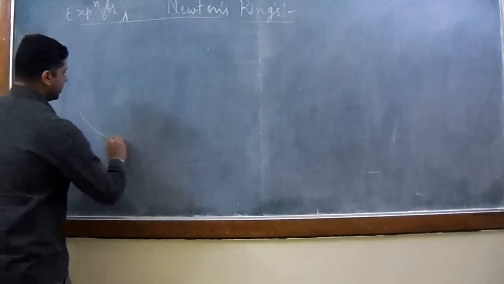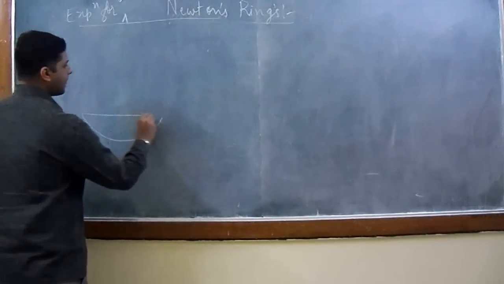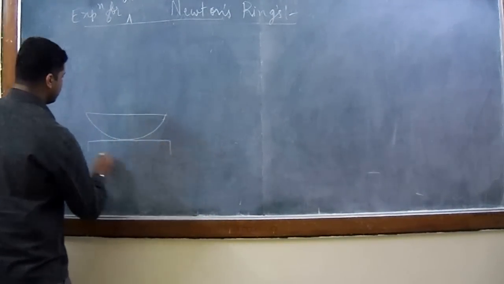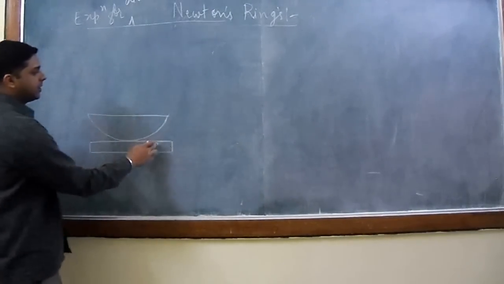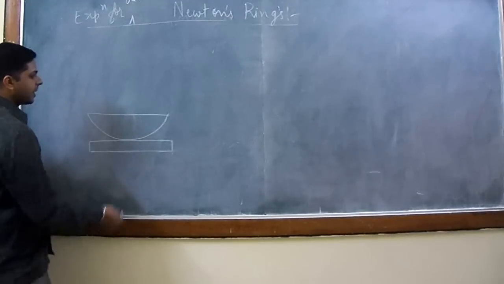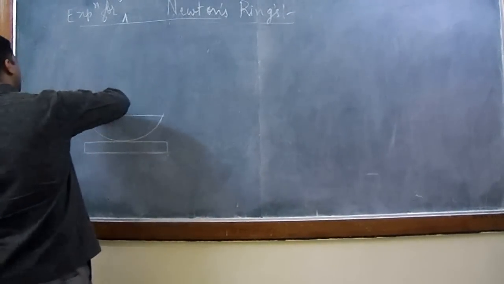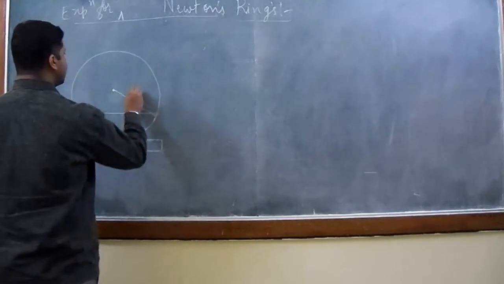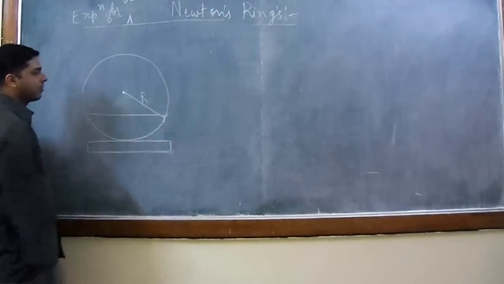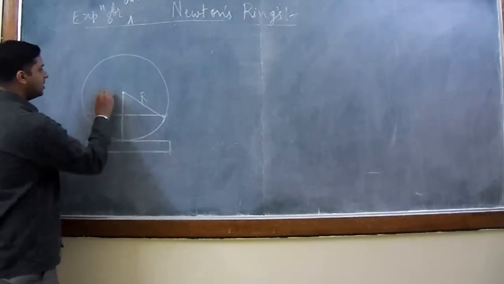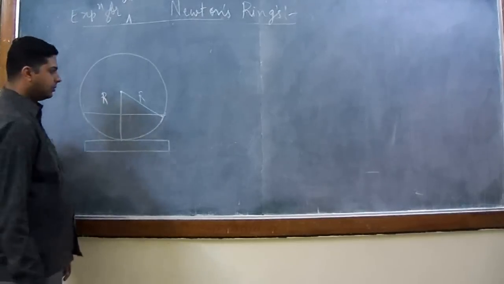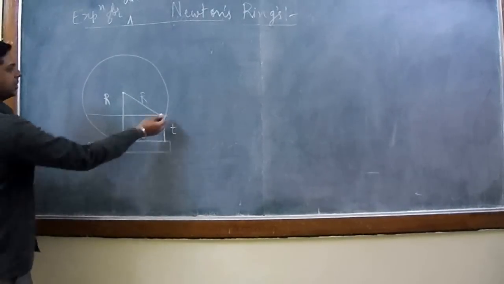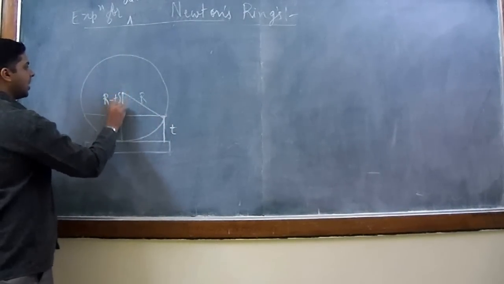So let us consider that a plano-convex lens having a large radius of curvature is placed on a plain glass plate, so that a wedge-shaped air film is formed between the lower surface of the lens and the upper surface of the glass plate. Now with this as a curvature, if you trace a circle, then the radius of this circle is called the radius of curvature of the plano-convex lens. So this is nothing but the radius of curvature, that is R. Now let us consider that at any thickness t of the film a Newton's ring is produced, and therefore this distance is R minus t.